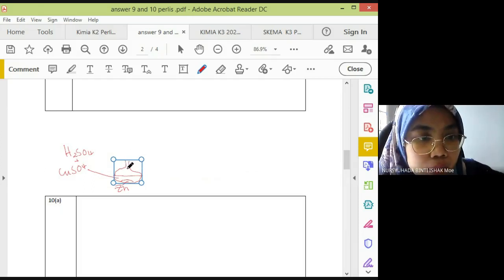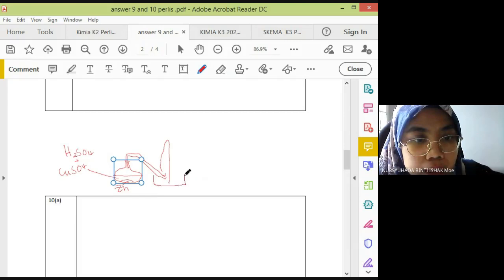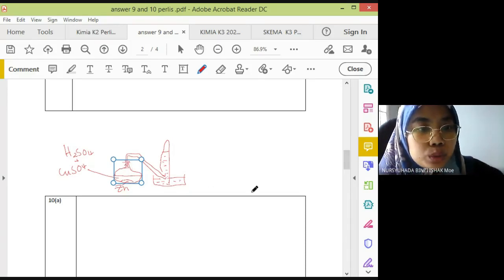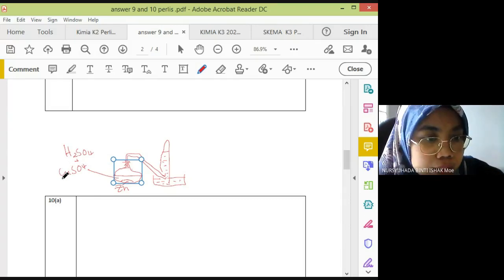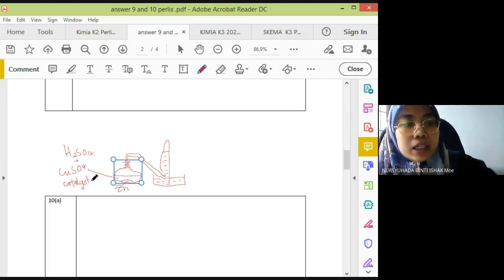Then kita sambungkan dengan delivery tube. This delivery tube will connect with the burette. Don't forget the basin that contain water. Sorry lah tak lawa sangat lukisan. This one mesti ada stopper. Ini gambar rajah dia. So yang ini copper 2 sulfate as a catalyst. Nanti kita akan repeat step without using catalyst.